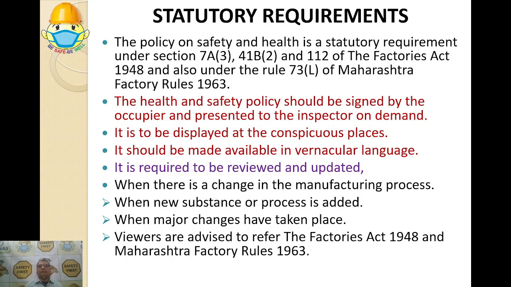The policy on safety and health is a statutory requirement under sections 7A, 3, 41B2 and 112 of the Factories Act 1948. So all these sections are applicable, and if your factory falls under this section, then you are supposed to create the policy. The health and safety policy should be signed by the occupier and presented to the inspector on demand. So it should be present at the site, and whenever the inspector comes and demands to look into the policy, he should be provided with the copy.